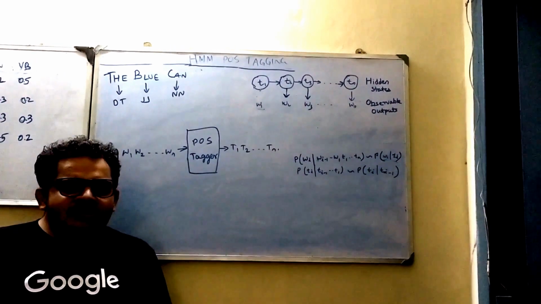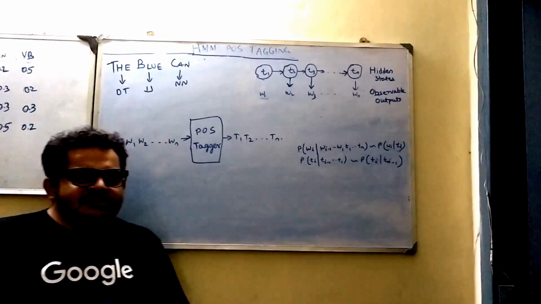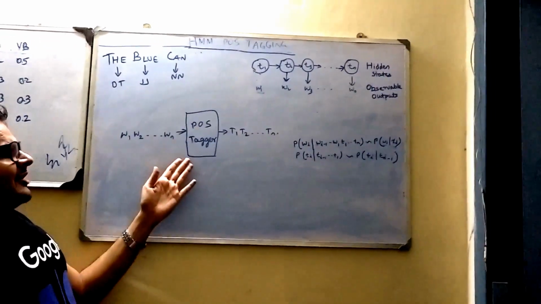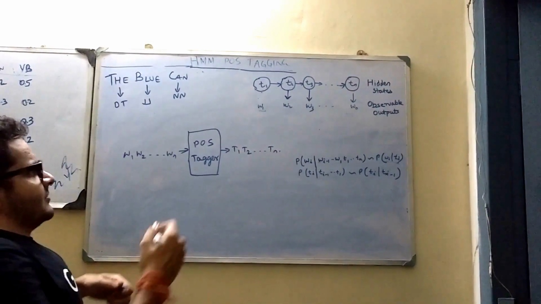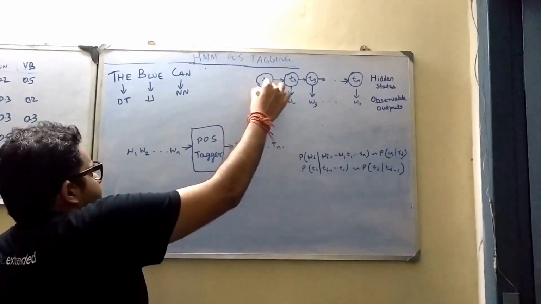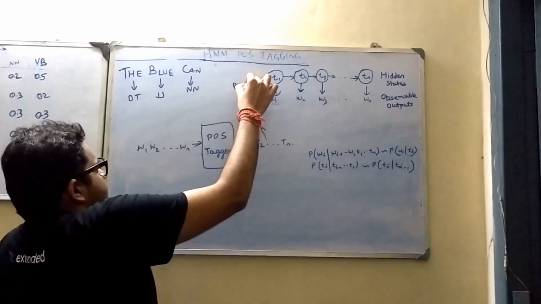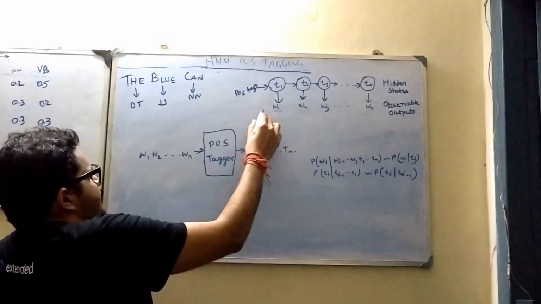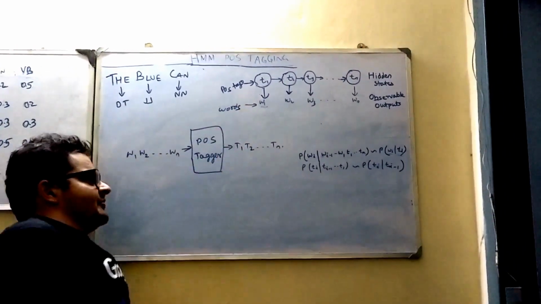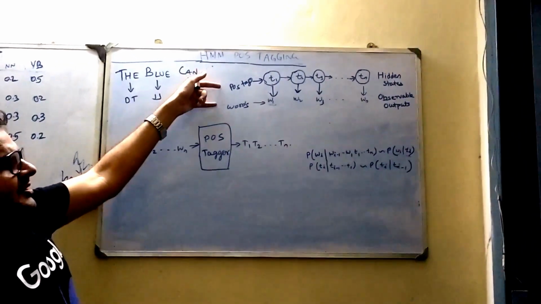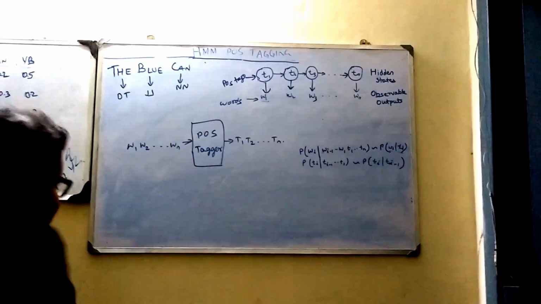A hidden Markov model is nothing but a stochastic process in which a system is assumed to be a Markov process with unobservable states and observable outputs. In our case, unobservable states are nothing but POS tags, and observable outputs are nothing but the words that we see. So in brief, this is what a hidden Markov model is. So let's come back and formulate this system.